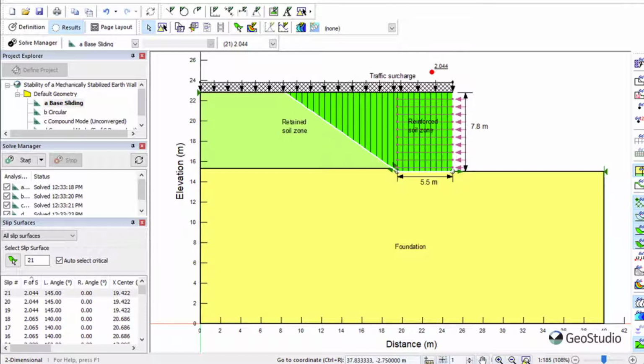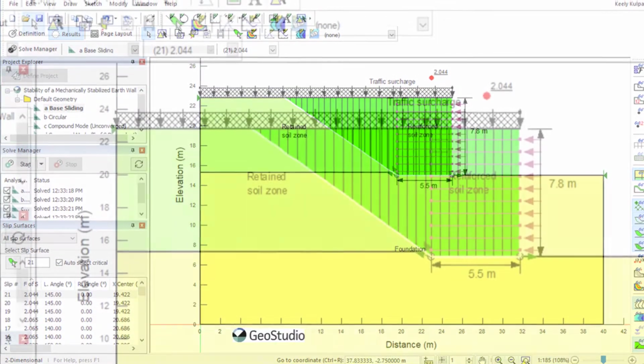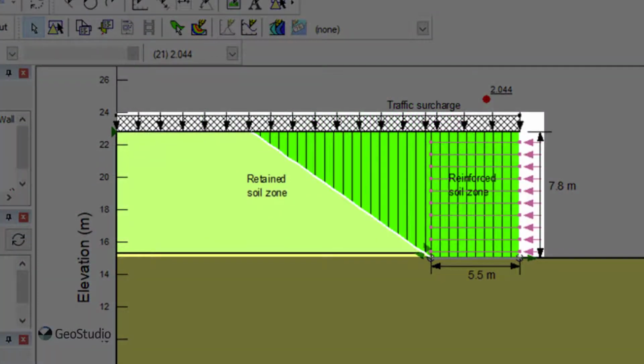It used the Morgenstern-Price method in this analysis, with material properties varying for the foundation, retained soil zone, and reinforced soil zone. Steel-ribbed strip reinforcement was simulated using the geosynthetics reinforcement option, which were added to the domain at an approximate vertical spacing of 0.75 meters.